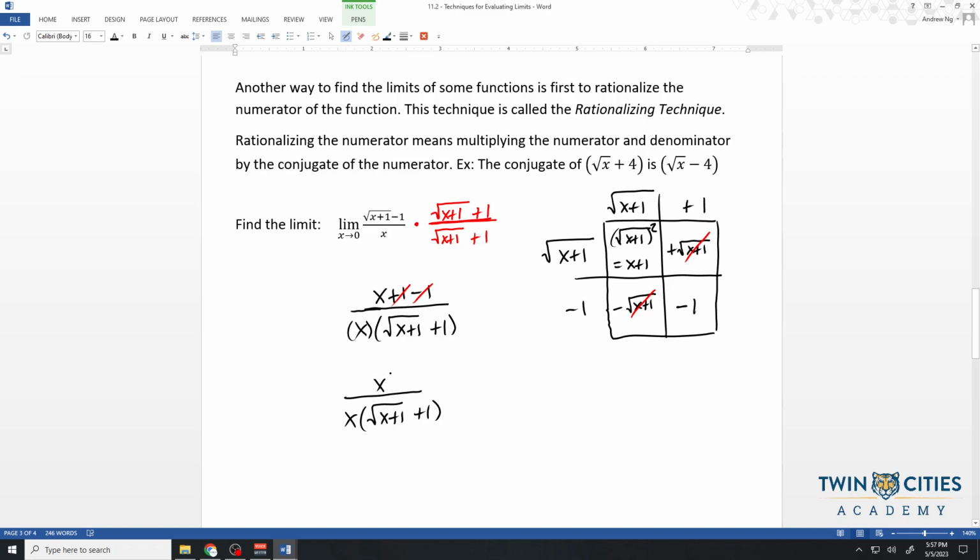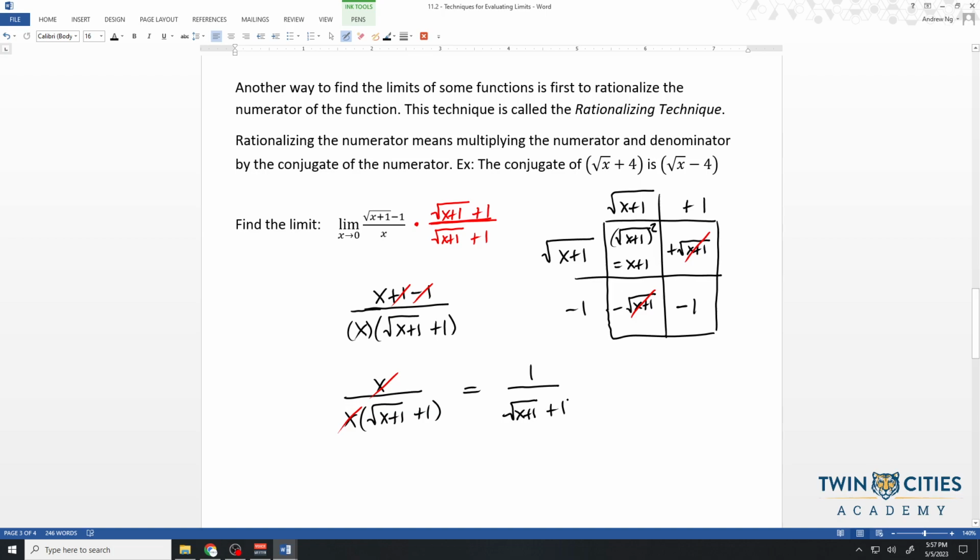And now I see that I've got an x on the top and an x on the bottom. Those I can subtract out. I'm left with 1 over the square root of x plus 1 plus 1 at the end.